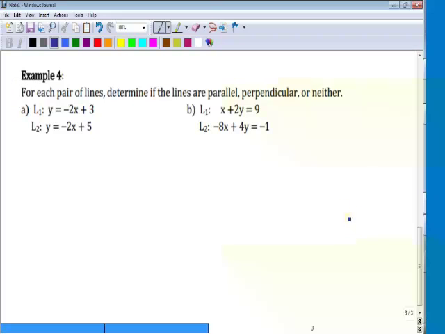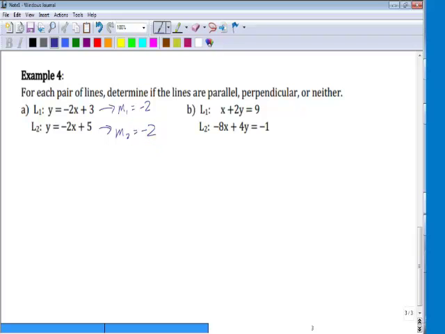Lines 1 and 2: how much easier could it be if they're both in slope-intercept form? It goes a long way toward determining whether the two lines are parallel, perpendicular, or neither if we can identify the slopes. So what is the slope of this top line, L1 here? We'll say M1 equals -2. And the slope of the bottom line? It's also -2.